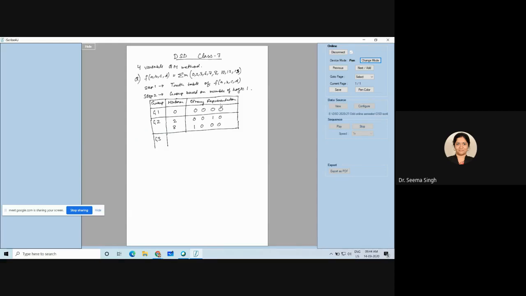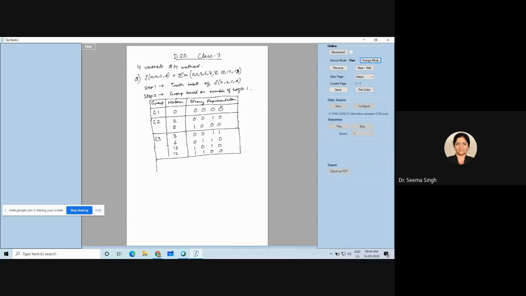Group 3 should have 2 ones. And which numbers are having 2 ones? 3, 6, 10, 12. Correct. So now we have to list that: 3, 6, 10, 12, and it is 0011, 0110, 1010, 1100. You people should be very well versed with these things now. You can't keep on counting. Okay. So this is your third group.